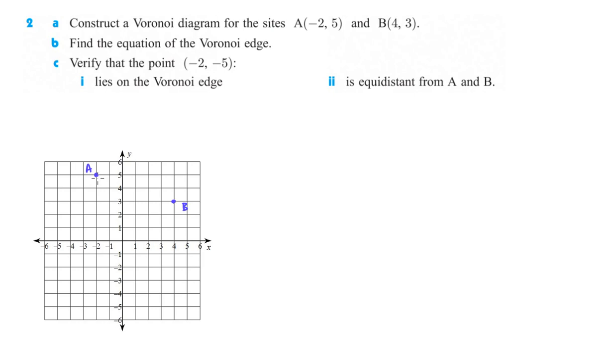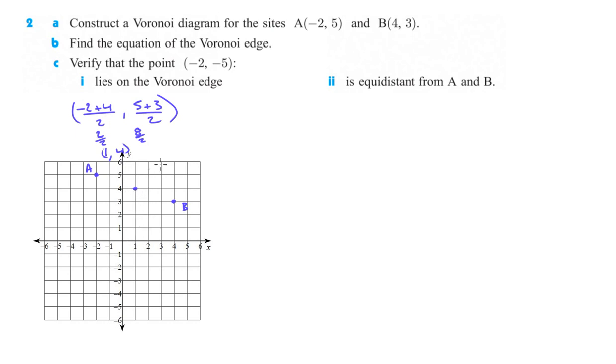So what we really want to do is find the midpoint, right? Let's just use the midpoint formula. Let's make our life easy. So -2 plus 4 over 2 and 5 plus 3 over 2. That gives us 2 over 2, which is 1, and then 5 plus 3 is 8 over 2, which is 4. So we get the midpoint is at 1, 4.